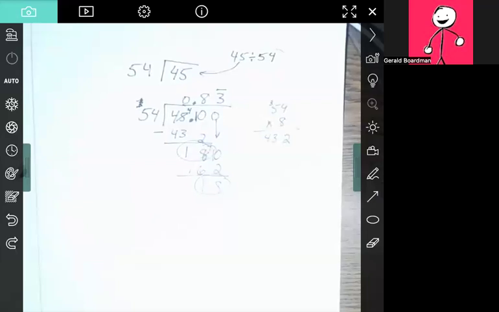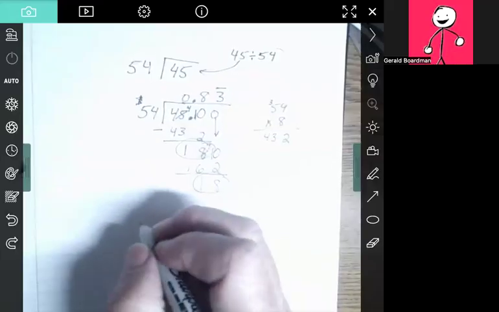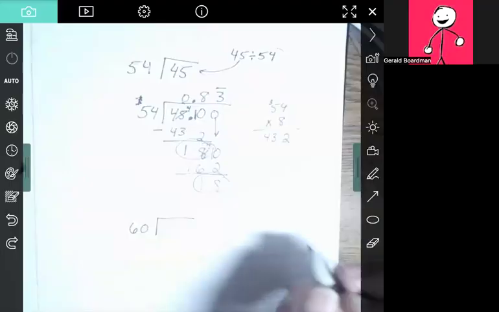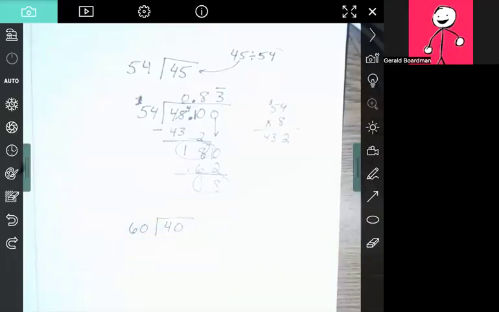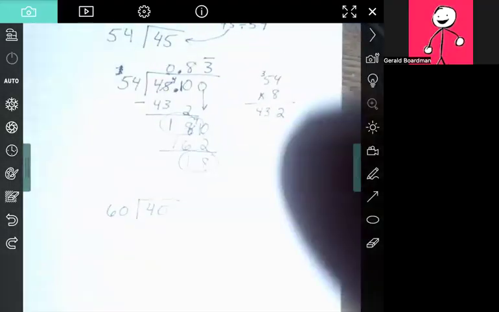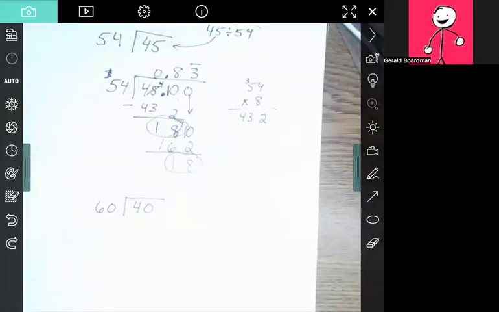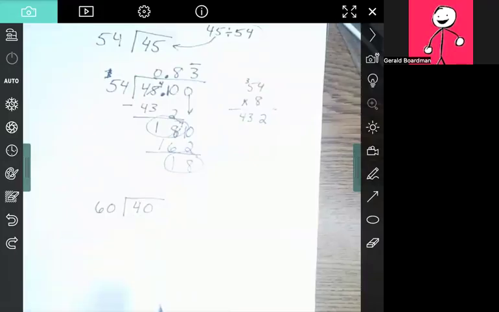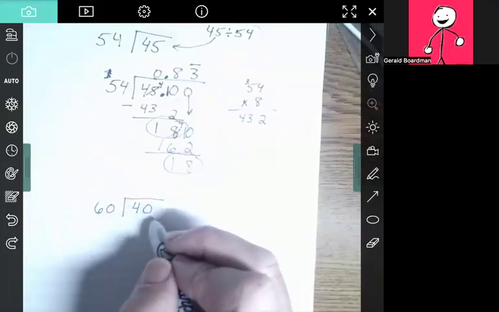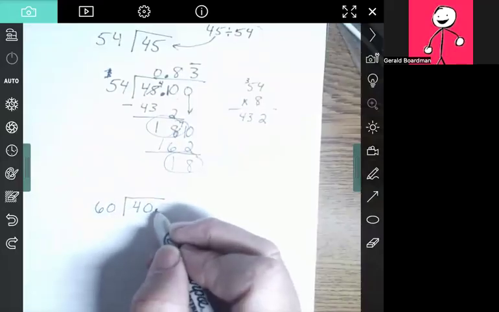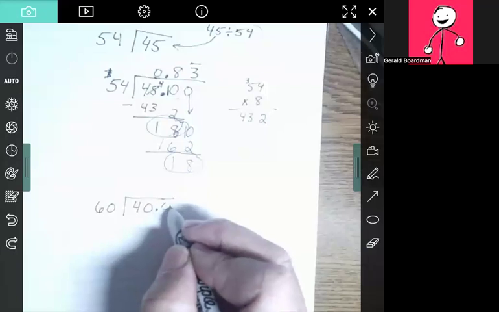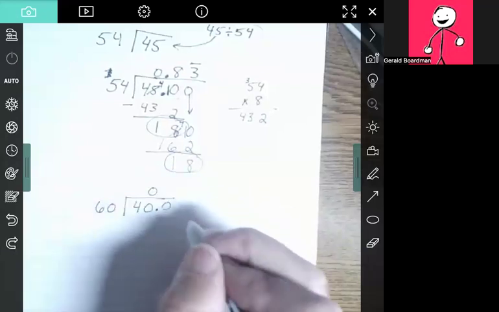So let's try one other one where we have a bigger number being divided into a smaller number. And we'll try that. Okay. So here we have 40 divided by 60. Well, 60 times no whole number gets you to 40. So we're going to put a 0 here.